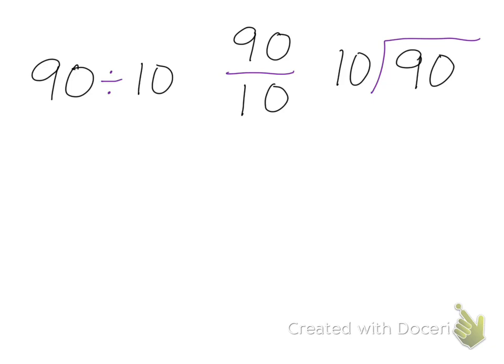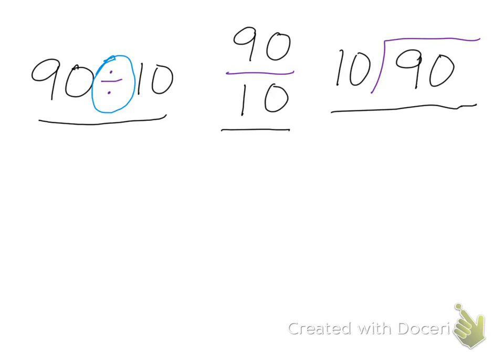This is like asking how many dimes it takes to make 90 cents or 50 cents. When we want to find the number of groups of 10 we can make from 90, we can write the problem in 3 ways. So we have 90 divided by 10, 3 different ways. This first symbol is called the division sign. The answer to a division problem is called the quotient.